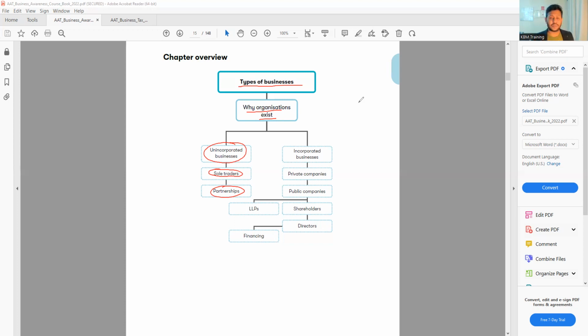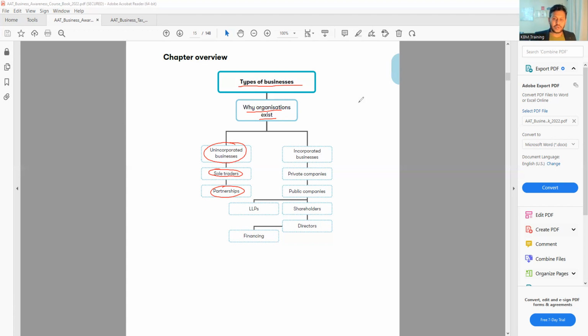Now, it is possible to start a business on a small scale, and in future, if the business becomes bigger, then you incorporate it. For example, you start as a sole trader because the business is small. After 5 years, maybe the business is bigger and you decide to incorporate it. You can always incorporate your sole trader business and make it a limited company. So this is the basic understanding.